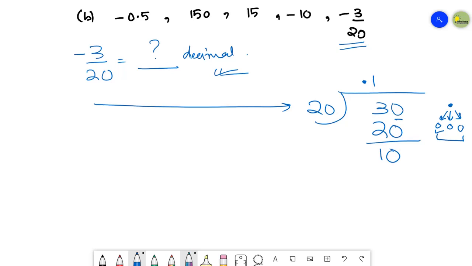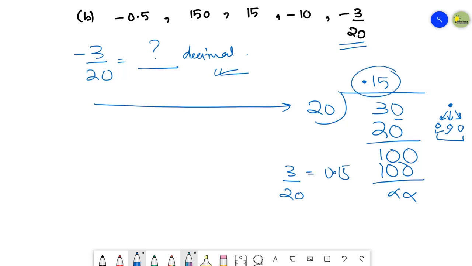Again, we have a smaller value than 20. It cannot be divided by 20. So I need to add another 0. Keep in mind the decimal has already been written, so I can directly write a 0 over here and divide this by 20. I know that 20 multiplied by 5 is 100. It means this is now completely divided. So I can say that the fraction 3 upon 20 has a decimal value 0.15. Look over here, it is 0.15.